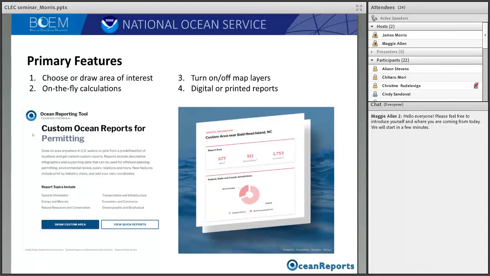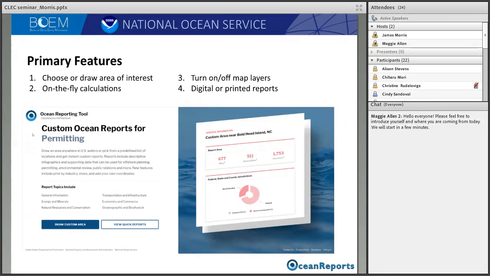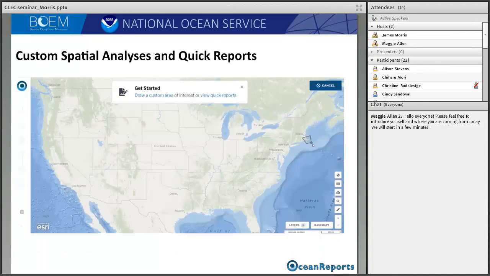All right, so this is the front page of the OceanReports tool. I want to highlight a few things here. What happens is you are asked to draw a custom area here. You can also view quick reports. These are canned reports that have already been created for specific regions or parts of the U.S. The report topics include general information, energy and minerals profile, natural resources and conservation, transportation infrastructure, economics and commerce, and oceanography. So you come to the map, and you're asked to draw an area and hit submit. So you literally go on the map, you scroll wherever you want to go, and you draw a polygon. You click, draw, draw, draw. I'm going to show you how that works in just a second.